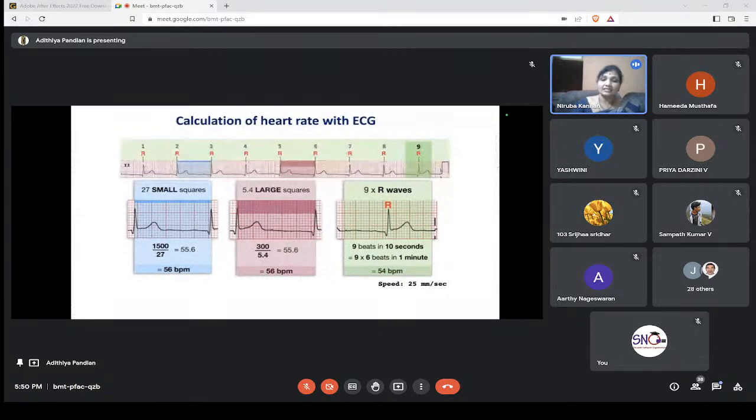Okay, heart rate calculations are very important, which everybody of us would have done in first year. So I'll just make it a fast one. We'll only stick to large boxes today. That is what I said. How many are large boxes? You divide 300 by the number of large boxes, and you get the heart rate. We stick only to the pink one, which is the big middle. If it is 300 divided by this ECG's 5.4 large boxes, you get your heart rate as 55.6. Next slide, please.